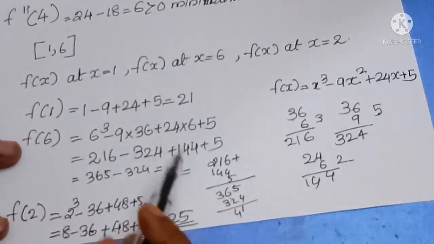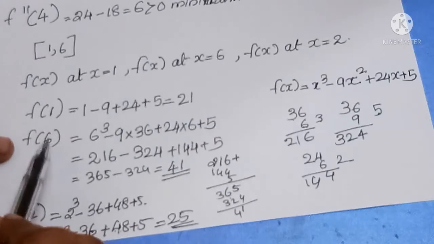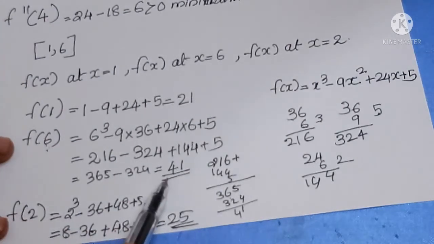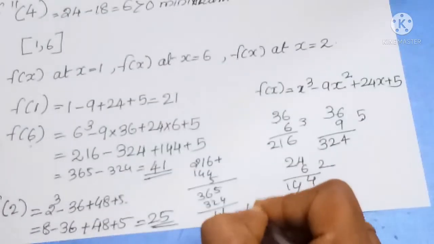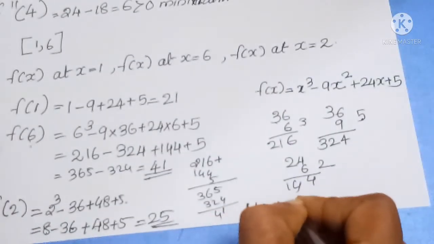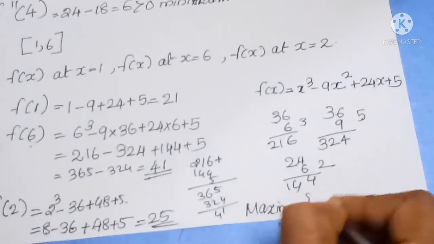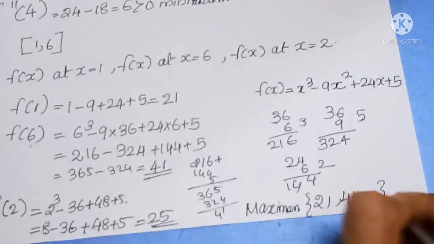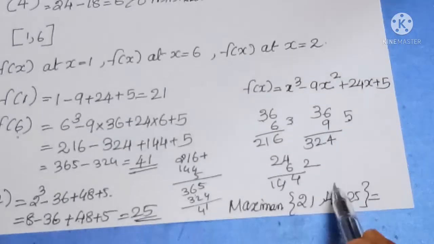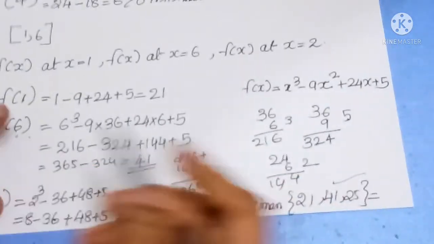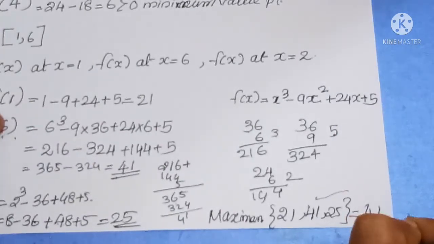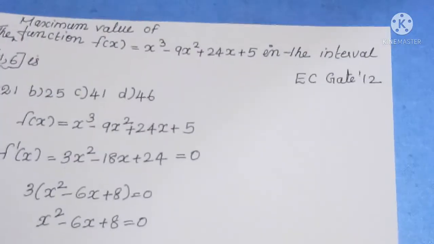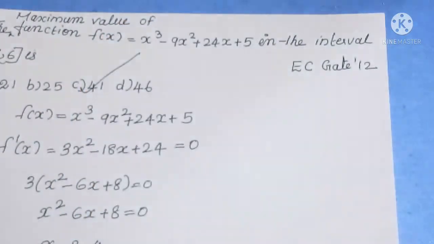Then which value become maximum? That means when x is equal to 6, the value of f of x should be the maximum value. That means maximum of 21, 41 and 25. Which one is the maximum value? 41 when x is equal to 6. So this is the maximum value 41 when x is equal to 6. So our option become C. Okay.